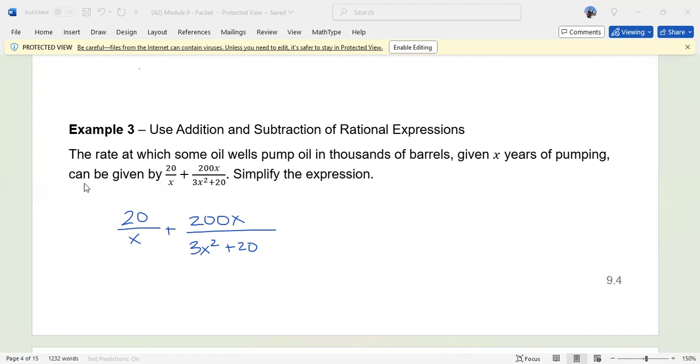To do that, we want to get those denominators to be the same thing. So I notice I have an x, and again, like I said in our previous video, anytime you have addition or subtraction, put parentheses around it.